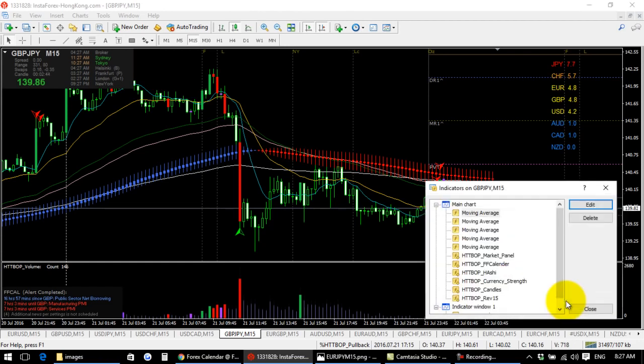Okay, then if we look at the top left here, this is your market panel. Now that's shown here. It's a Great British Pound, Japanese Yen. It's on the 15-minute chart. This is the price here, the bid price at the moment. And what's important to us is two things. One is the market opening times here.